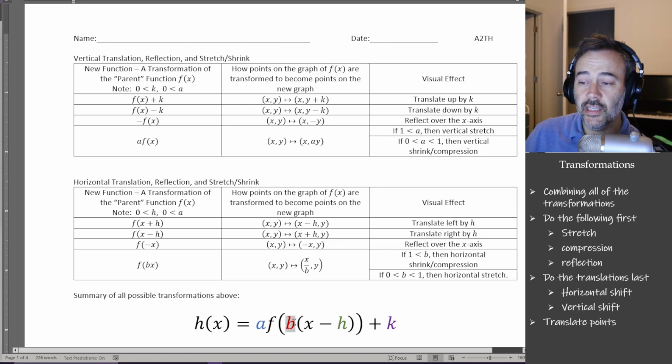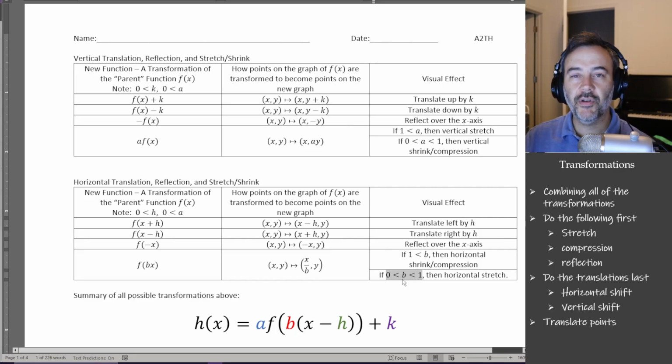You'll notice that these parameters correspond to A and B up here in the table. So for example, B times x on the inside is either a horizontal stretch or shrink, depending on whether B is greater than 1 or B is between 0 and 1. And then if B is negative, we handle the negative separately from the stretch and compression.